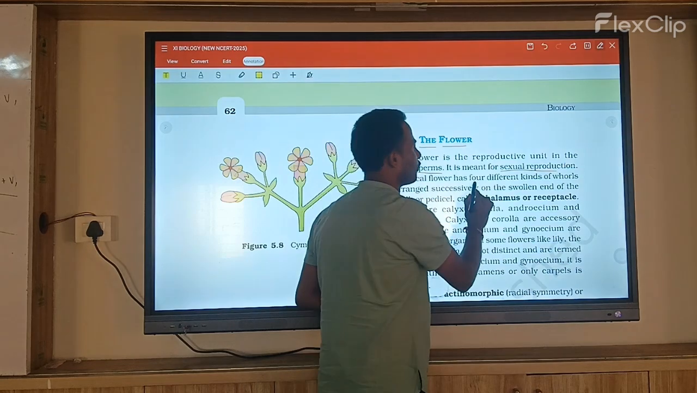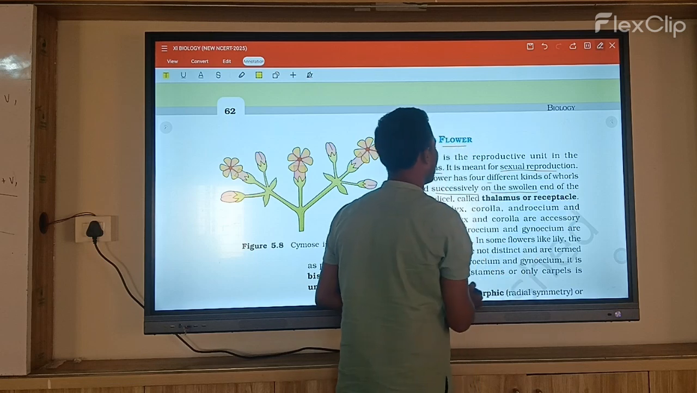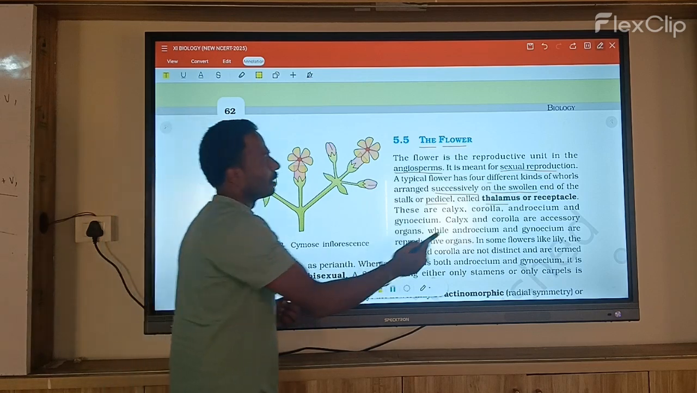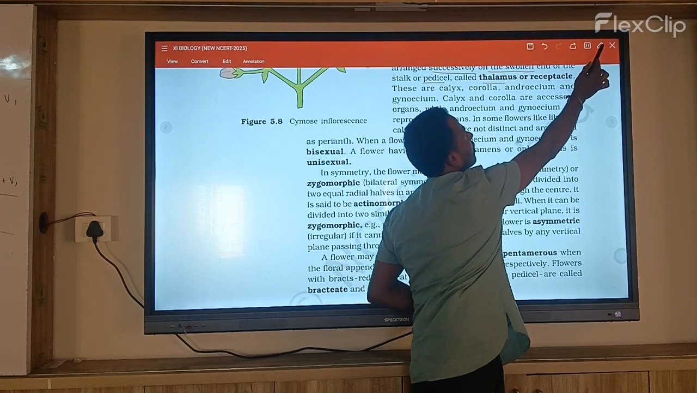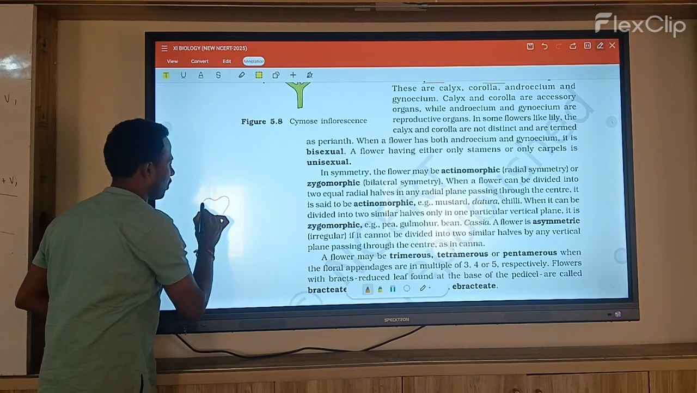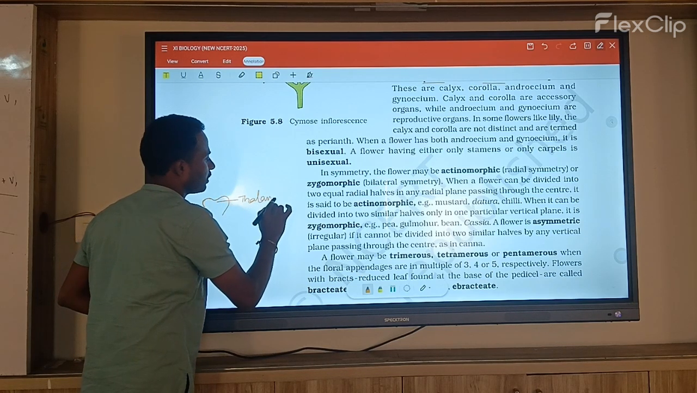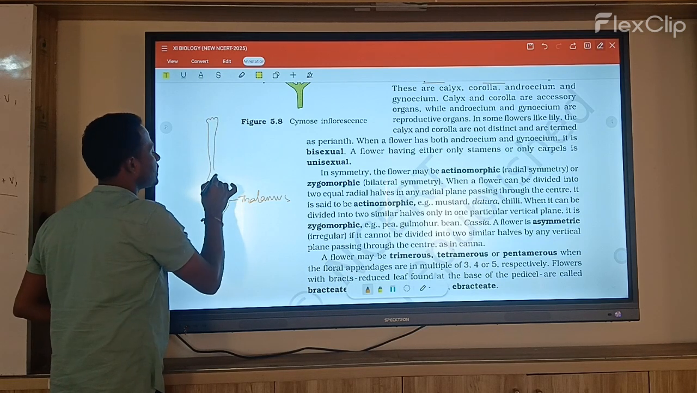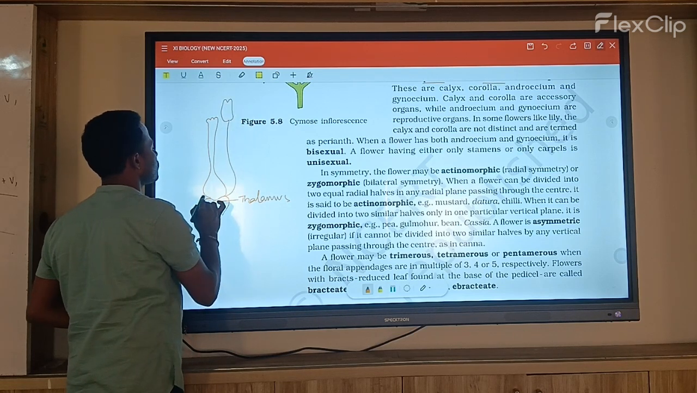A typical flower has four different kinds of whorls arranged successively on the swollen end of the stalk or pedicel, which is called the thalamus or receptacle. Here you see, take any one particular flower. In that flower, one stalk or base is present. This base is called the thalamus. On this base, four successive whorls are arranged like this.